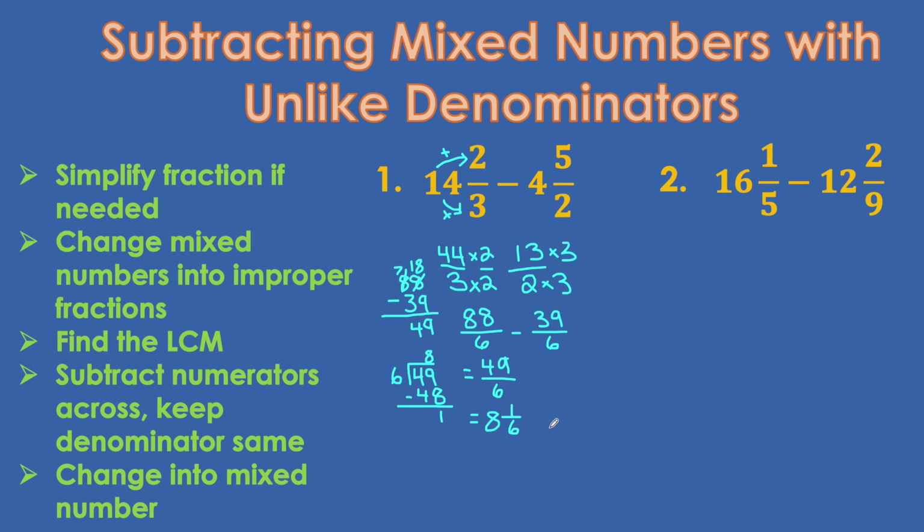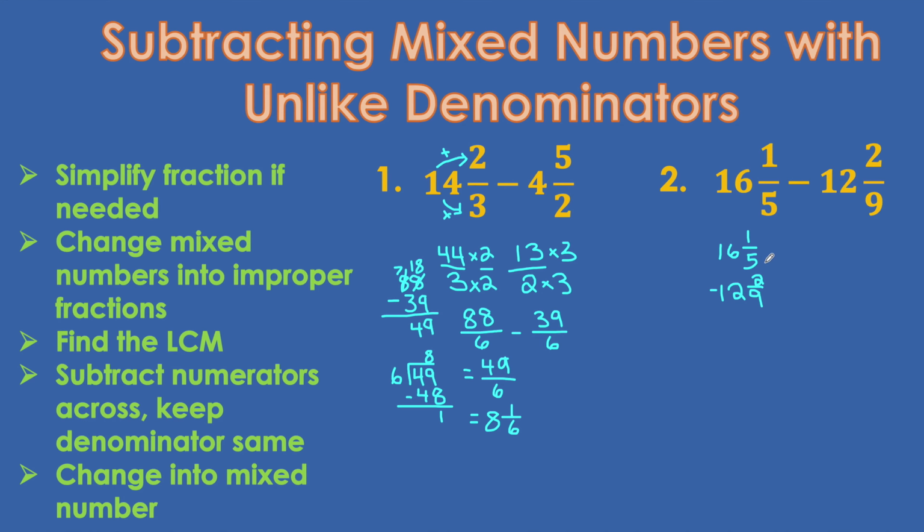Moving on to number 2, the last example. We have 16 and 1/5 minus 12 and 2/9. We can solve this problem the way it would normally be solved, where you keep the mixed numbers as mixed numbers. So let's write this problem vertically first. We have 16 and 1/5 minus 12 and 2/9.